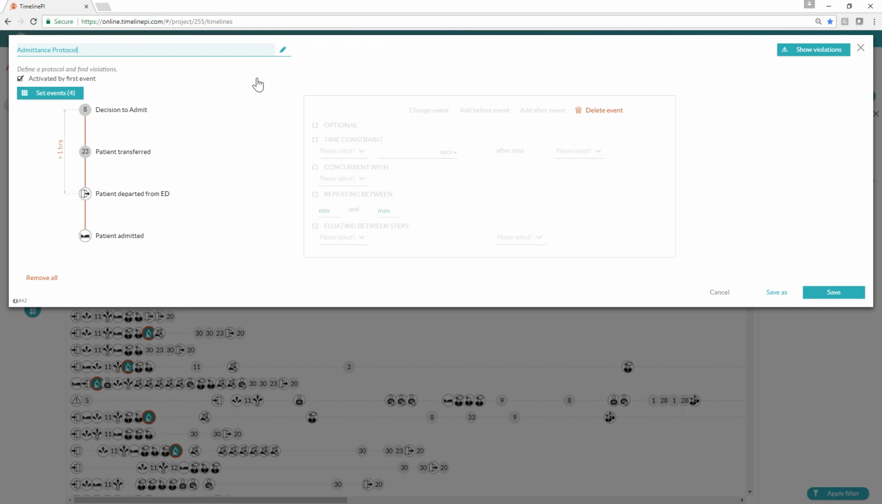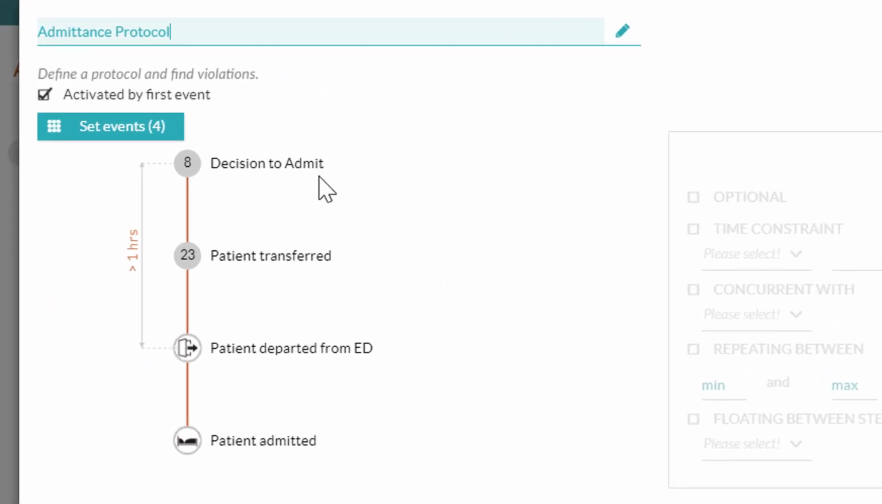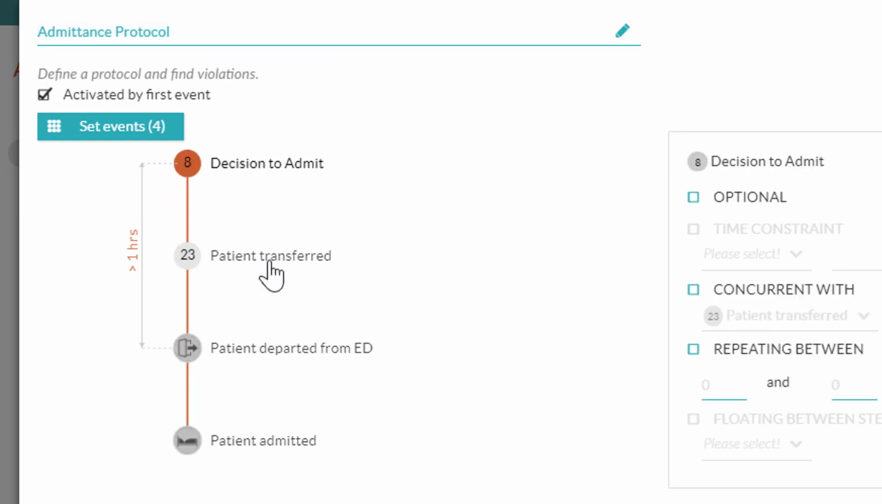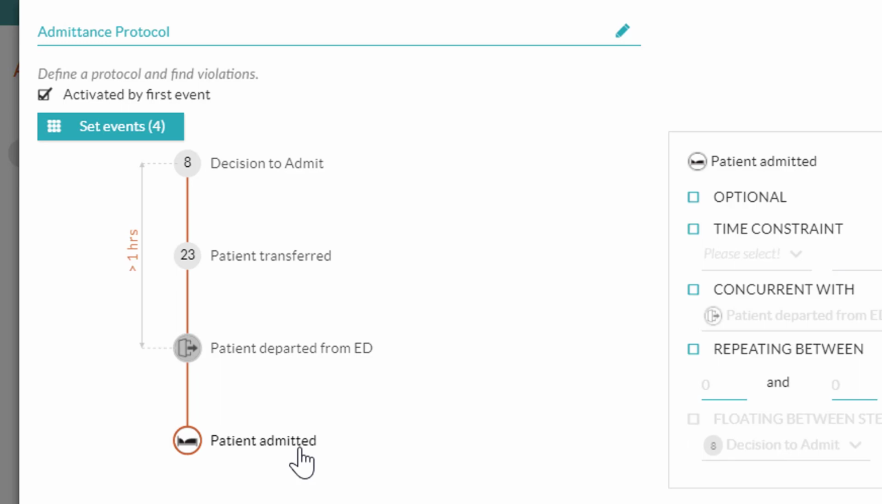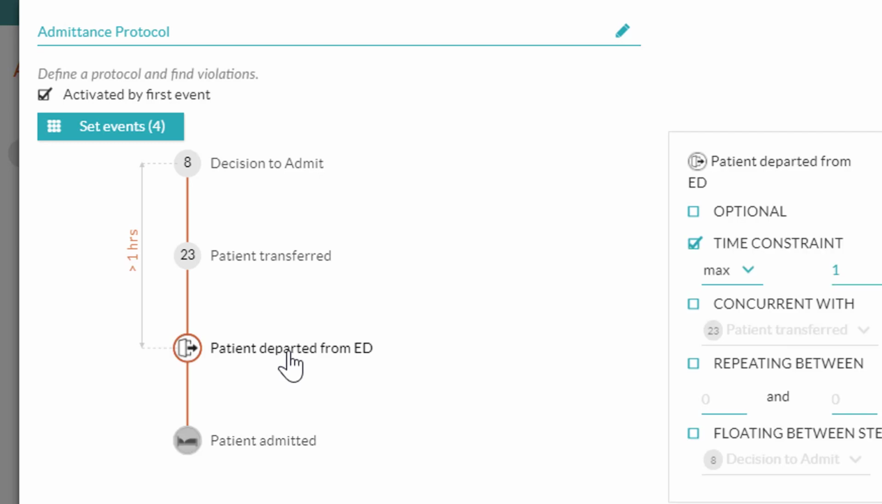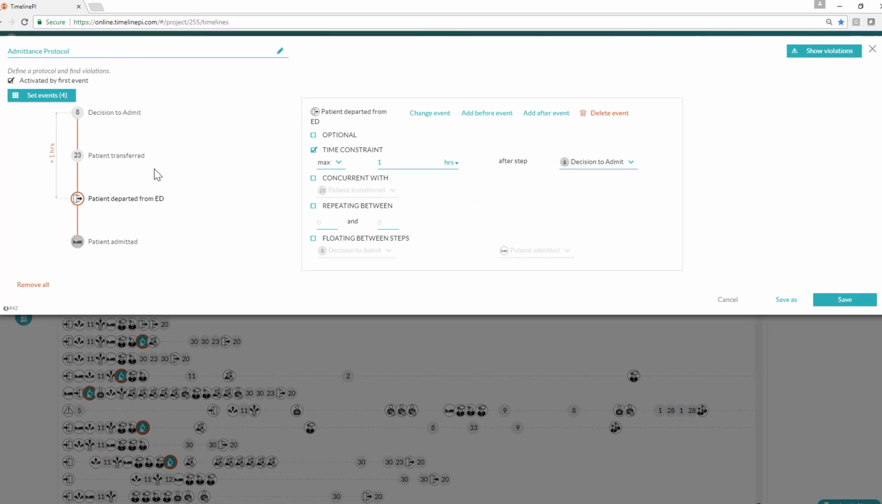So in this case, this is a fairly simple example. We're going to define a very simple admittance protocol. It says that once we have a record that there was a decision to admit, we expect to see a patient transferred record, then a patient departed from the emergency department record, and then eventually a patient admitted. And for our own performance goals, we're going to say that we would expect or hope that patients depart the ED in less than an hour. So we don't want to see any case take longer than 1 hour. So I can go off and say, well, that's fine. We have this rule, but we'd like to test it.